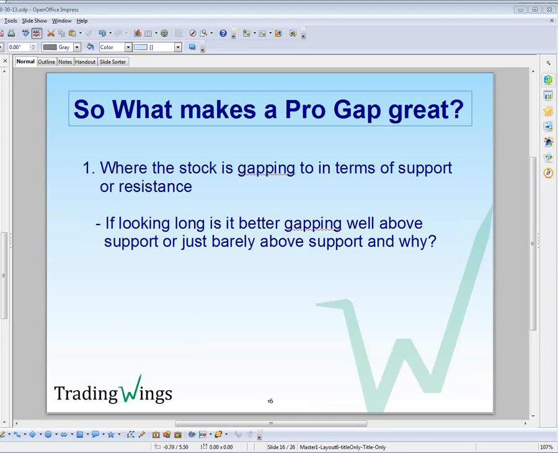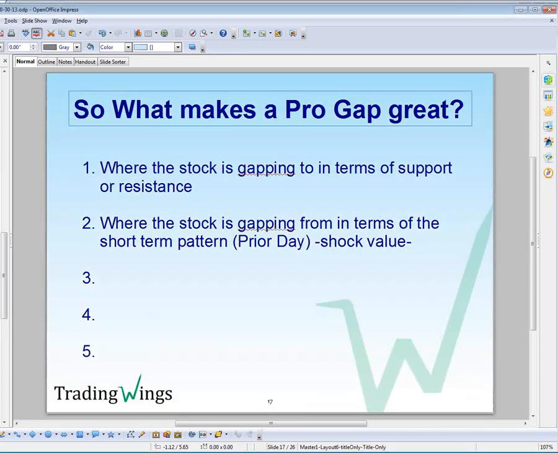Okay, so number one is where the stock is gapping to in terms of support. Now, again, guys, for people who are coming in late, we're talking about a rating system. We're using Pro Gaps as the example, but you can use this rating system for any strategy that you want to trade. So even if you don't trade Pro Gaps, this lecture can be important for you, because you can apply this to anything that you're trying to trade. So number two, where the stock is gapping in terms of the short-term pattern, and that's prior day.